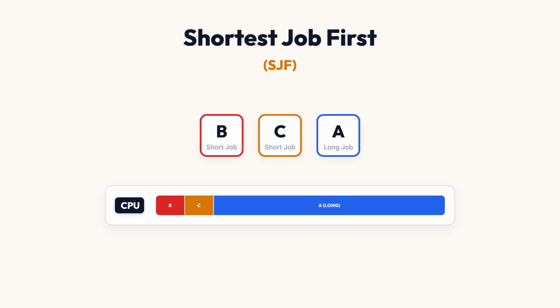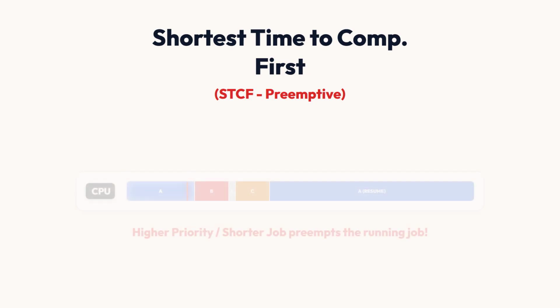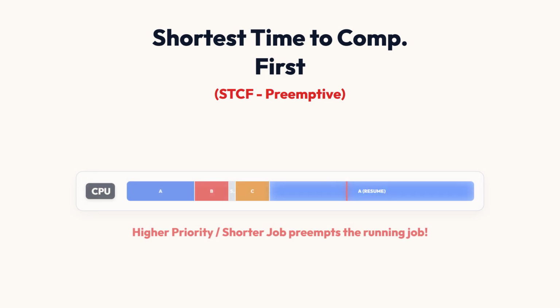To fix this, we move to a preemptive version. This is called shortest time to completion first, or STCF, also known as shortest remaining time first. Here's the idea. At any point, we always run the process with the least remaining time. So if a new shorter job arrives, the CPU immediately switches to it. This improves response time significantly, but it also increases context switching.